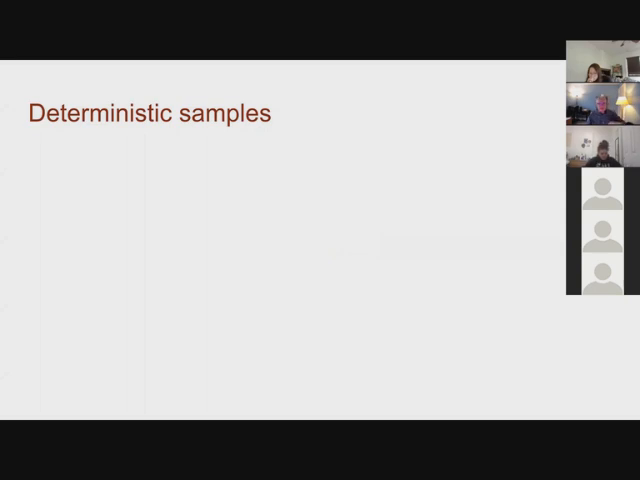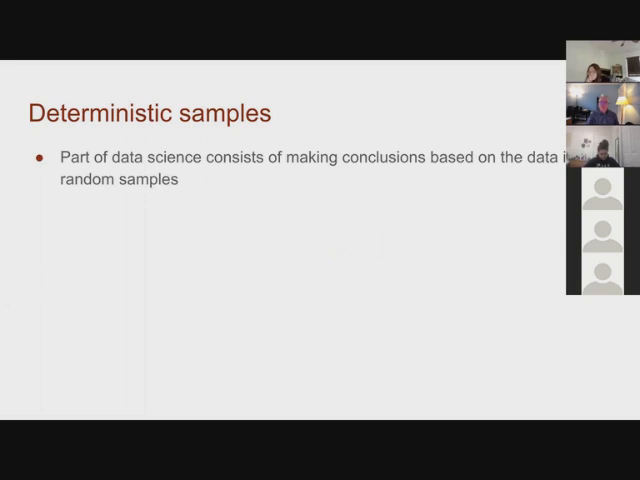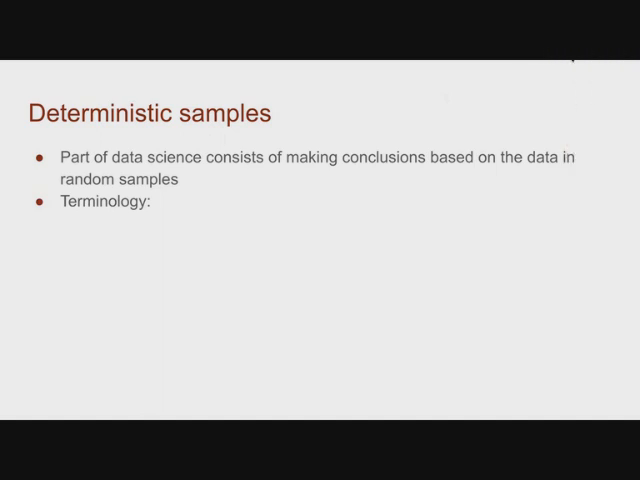And so first I want to start off with this idea of a deterministic sample. A deterministic sample just simply means picking a sample that is not random, that there is some kind of algorithm or some way of picking that sample. And so why do we want to do this? We want to do this because the big part of data science is that we want to make conclusions based on data and random samples.